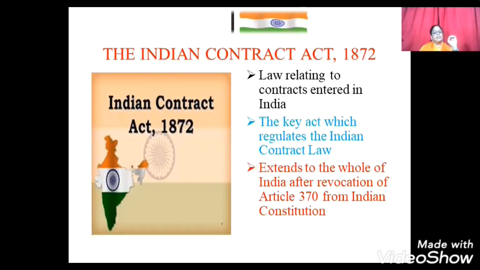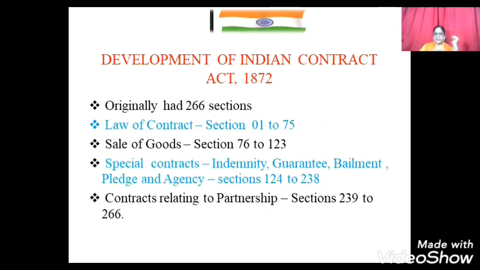This is what we used to learn before 5th August 2019, because 5th August 2019 was the date when the special status of Jammu and Kashmir was removed from the Constitution of India. The revocation of Article 370 took place on 5th August 2019. So after the revocation of Article 370, the Indian Contract Act and other laws which were earlier not followed by the state of Jammu and Kashmir are now being followed. So the Indian Contract Act 1872 extends to the whole of India, including the union territories of Jammu and Kashmir and Leh.